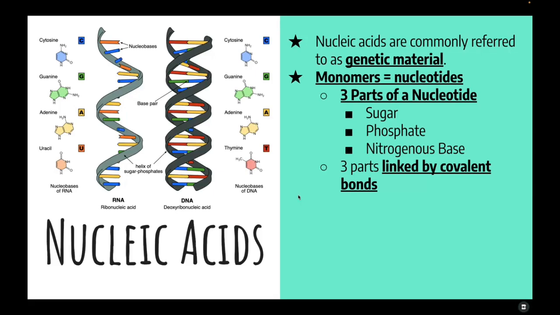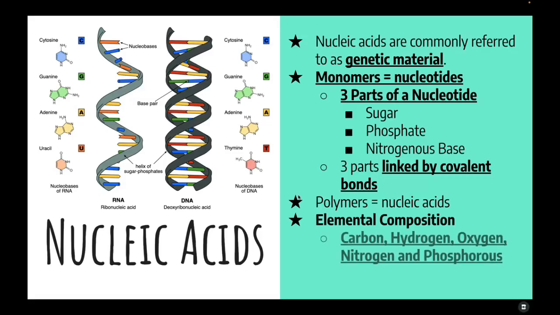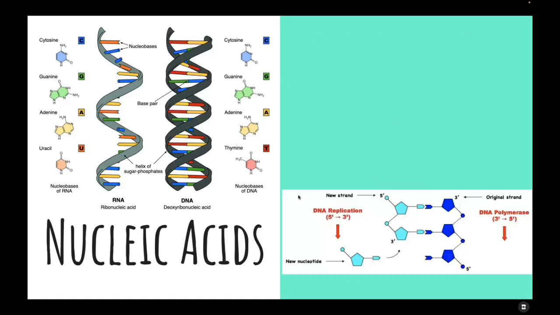And so the 3 parts are linked by covalent bonds. The polymers are the nucleic acids. They're made up of carbon, hydrogen, oxygen, nitrogen, and phosphorus, so CHONP. And here you see that it has directionality. So it's always replicated from 5' to 3'.